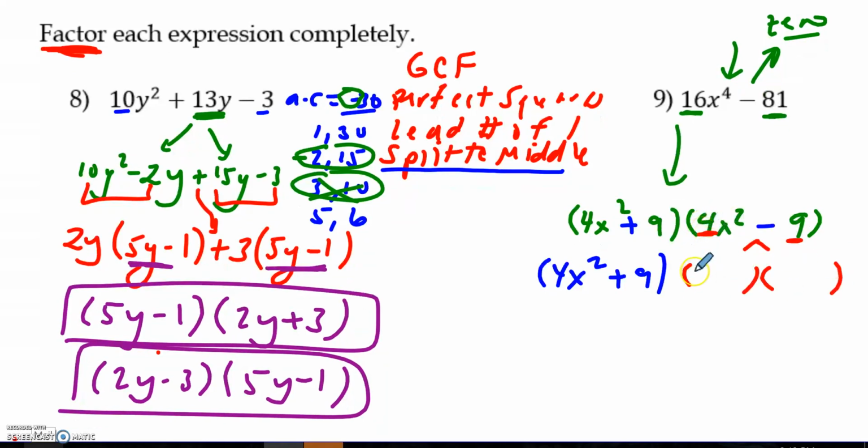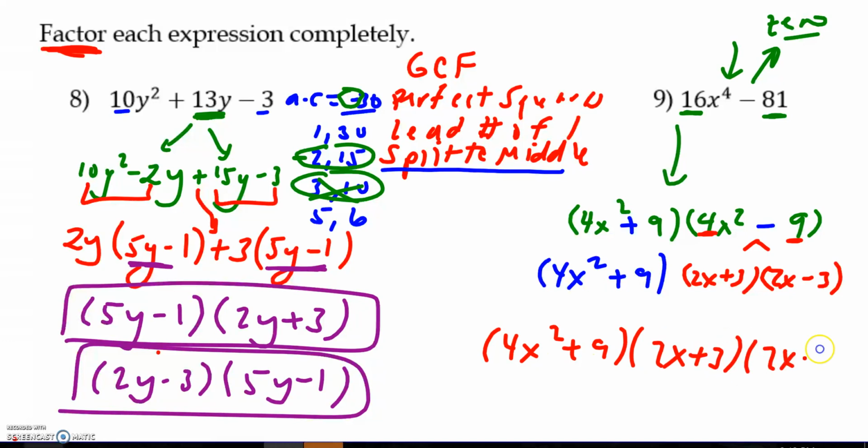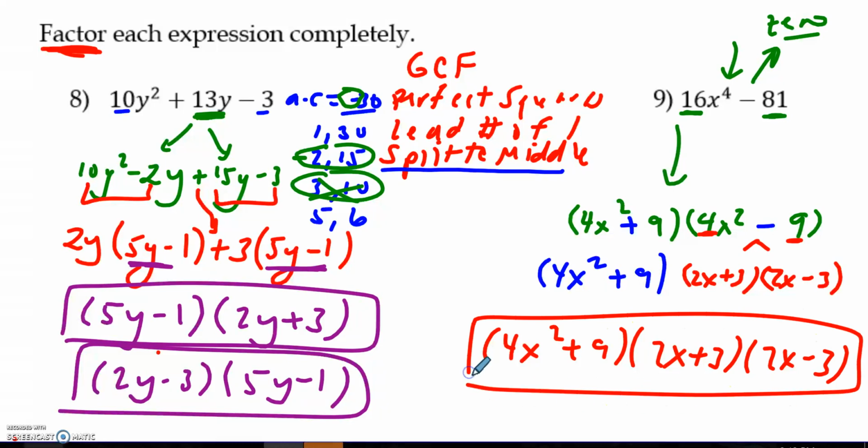So if I continue factoring this, 2x times 2x is 4x squared. 3 times 3 is 9. My middle term is 0, so I want another plus and minus. So my final answer, if I wrote it more neatly, would be 4x squared plus 9 in the front, and then 2x plus 3, 2x minus 3. And no, I do not need to set anything equal to 0 because this is not an equation. It's an expression.